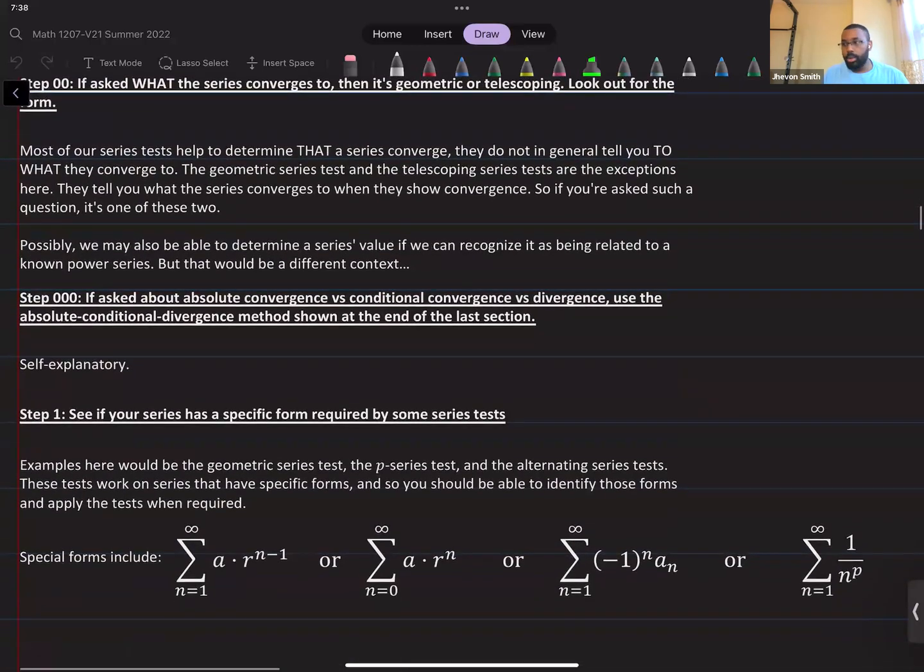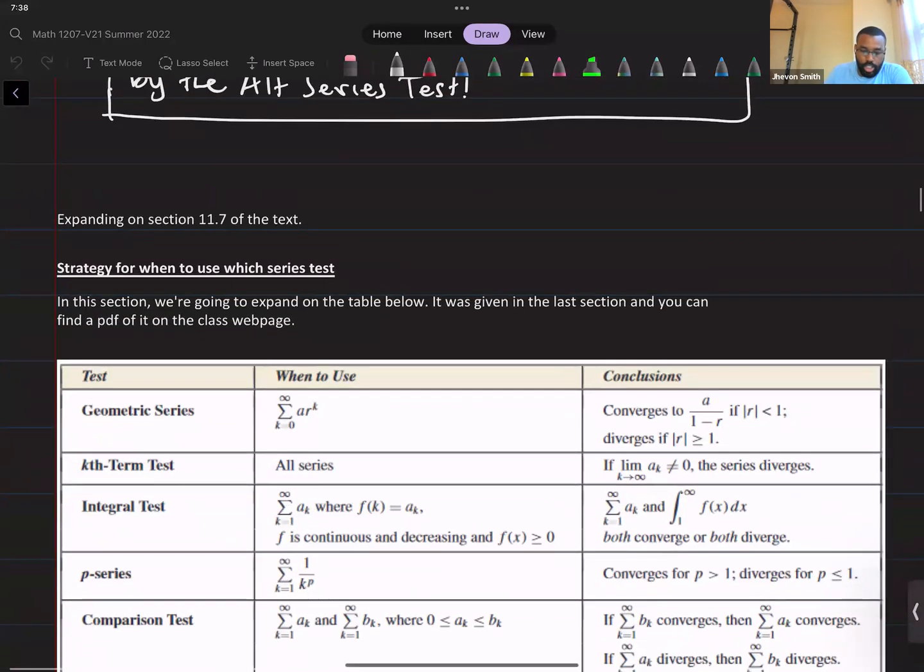Okay. So the first thing you'd want to do is to check if the series has a specific form that is required for a series test. There are some forms that are required for certain tests. For example, a geometric series has a very special form that you need to have in order to apply the geometric series test. It has to look like a constant times a constant ratio variable, right?